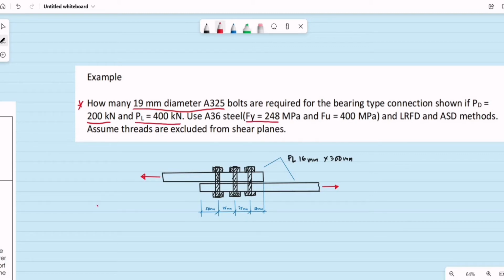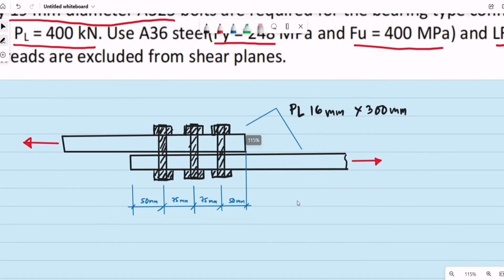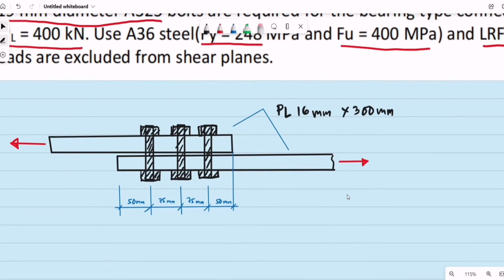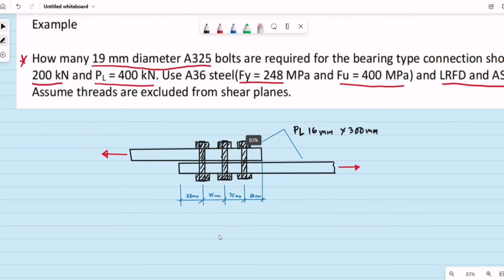So let's say the Fy is equal to 248 megapascals and the F sub U is equal to 400 megapascals. And we are to use both methods, so the LRFD and the ASD. So assume threads are excluded from the shear planes. So this is our connection, and we are to use plates 16 millimeters thick and 300 millimeters wide.